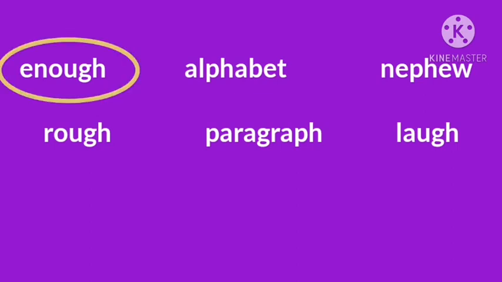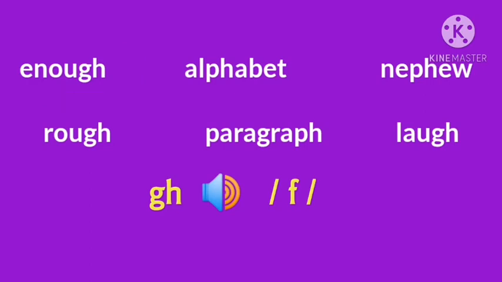See the first word, enough. Here you can see the letters G and H are pronounced as the sound F. Enough. We do not write the letter F, but we write the letters G and H and it is pronounced as F sound. So in English, we use these letters to pronounce the F sound.